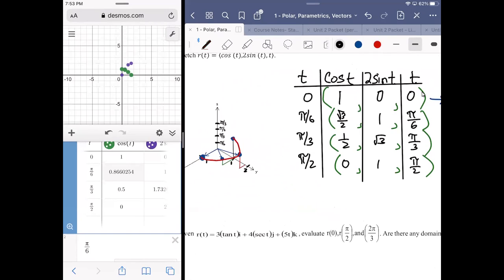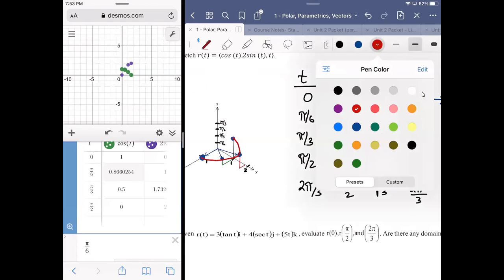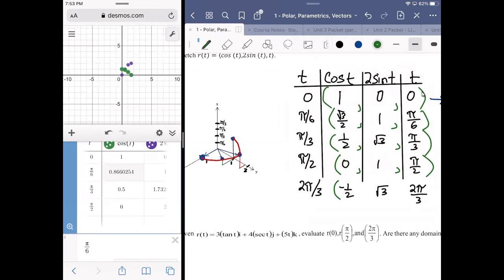So the next one would be 2 pi over 3. Cosine of 2 pi over 3 is negative 1/2. It would be negative 1, I'm sorry, negative rad 3. Oh no, it would be positive because it's the second quadrant. But still the same height, same y value. I mean, the height is going to be double though. All right, so got a little funny business going on here, but nothing too crazy.